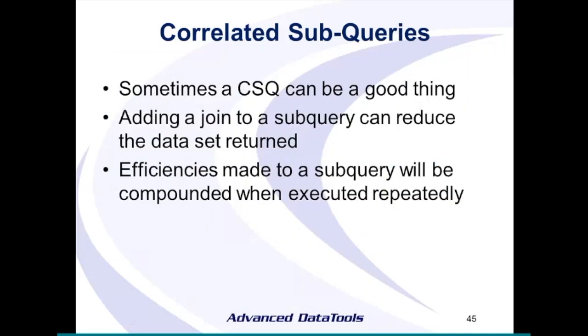There are times where a correlated subquery is unavoidable, and other times where they can be a good thing. If you can limit the values in the subquery by joining to the main table, you can reduce the data set that's returned. And remember that the faster you can make the subquery in a correlated subquery, those benefits will compound themselves, because each time it's run, it'll be faster.